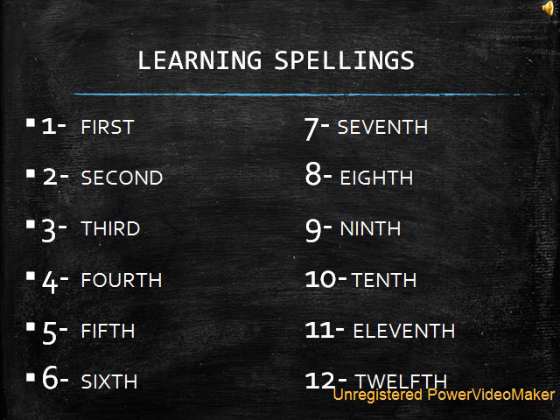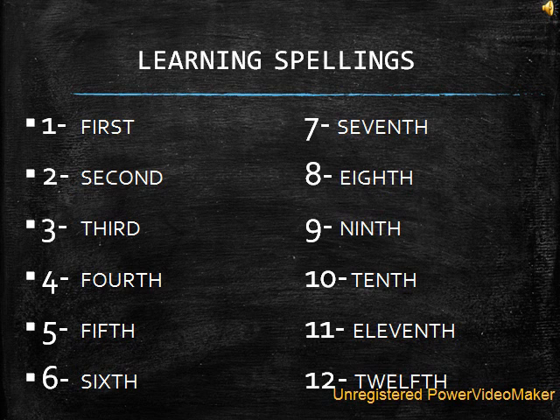E-L-E-V-E-N-T-H, 11th. First write 11 and then add T-H. Now 12th. Here the spelling of 12th is different. It has an F in its spelling, but we will not pronounce it. The F in this spelling is silent. We will not call it 'twelfth' with a hard F. A small sound is there for F.